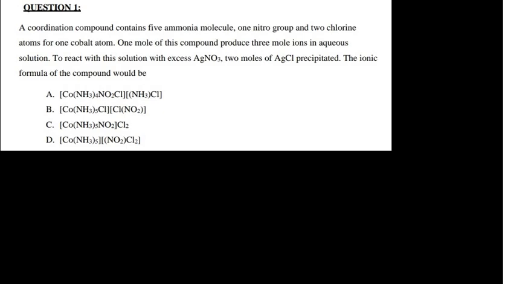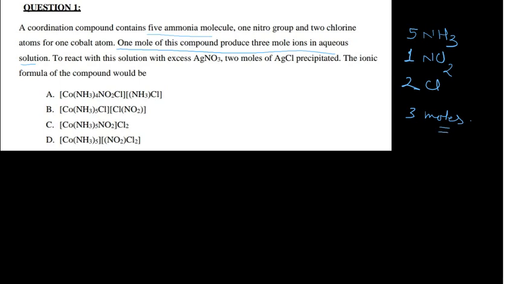If you read the problem, the problem says a coordination compound contains 5 ammonia molecules. That means the compound has 5 ammonia molecules, and one nitro group. It is also having two chloride atoms, right? And 1 mole of this compound produces 3 moles of ions in the aqueous solution. So in the aqueous solution you will get a total of 3 moles.